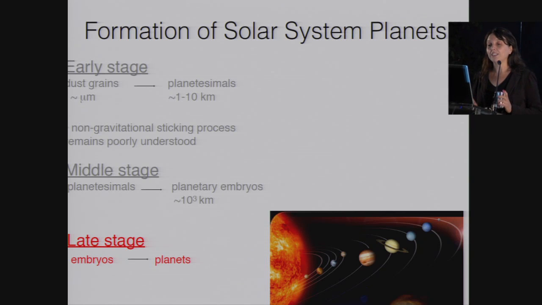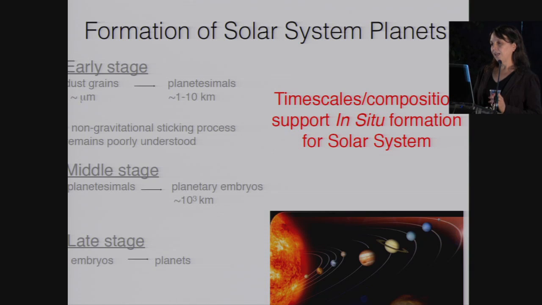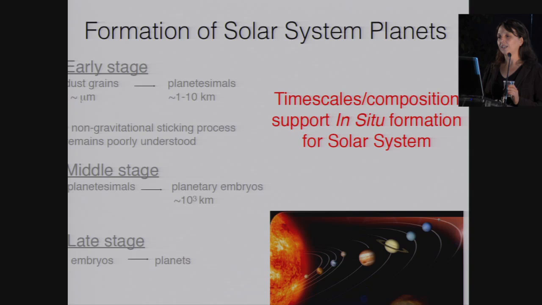In the final stage, you have these embryos, and these also continue to interact collisionally and gravitationally until all of the material is accreted and planets are formed on stable orbits. The time scales for all of these processes, and also the compositions of the inner terrestrial planets and the outer giant planets, support that the planets in our solar system were formed in situ. This in situ model has been widely accepted. What it means is these planets formed from material in their local region.